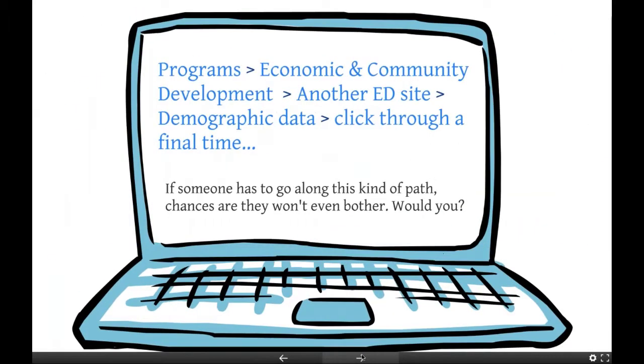If it is something that is ever a question, then that's a problem. So a typical example: I'd come to an economic development website. There might be something that says programs or resources, and then I have to click through to economic and community development because maybe it was a metro or county area website. Then there's another page somewhere in the economic development, learn more about us. Then I'm asked to go through demographic data. Then I click through a final time to actually get to the tool itself.